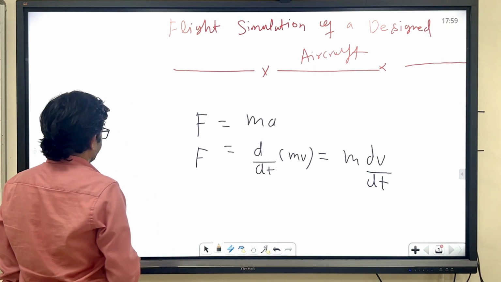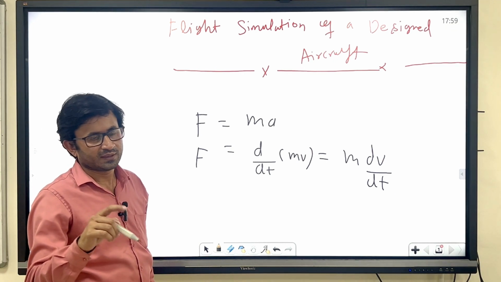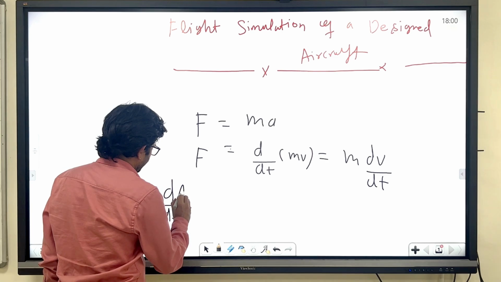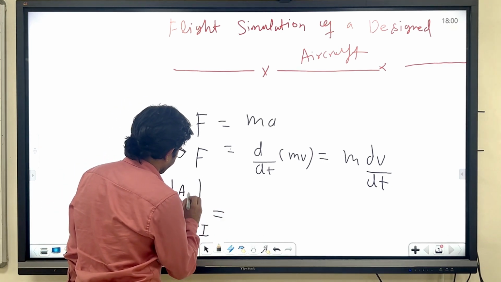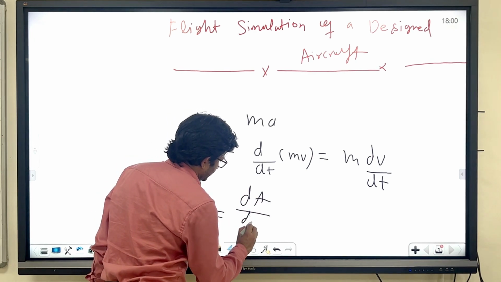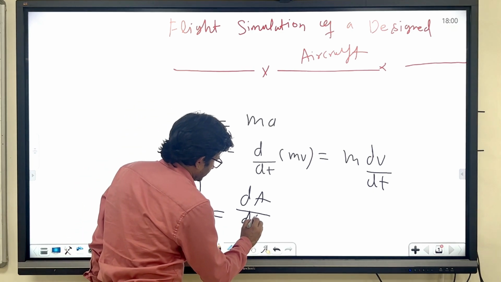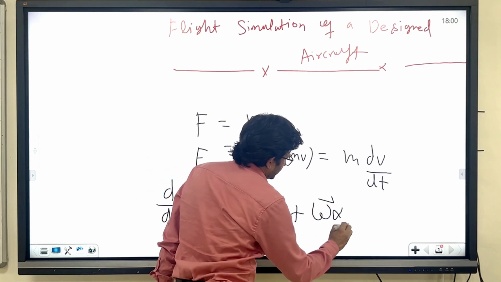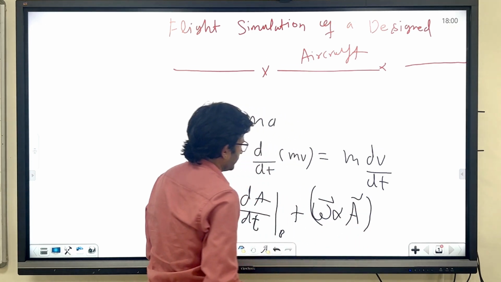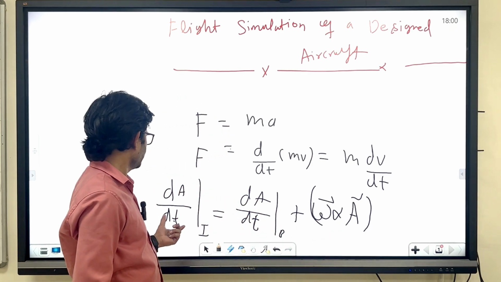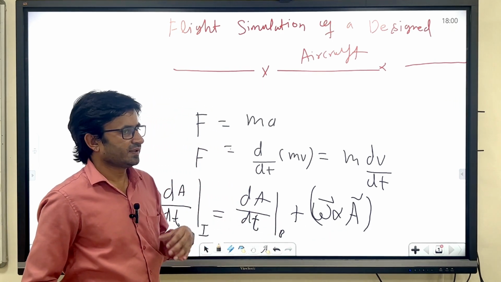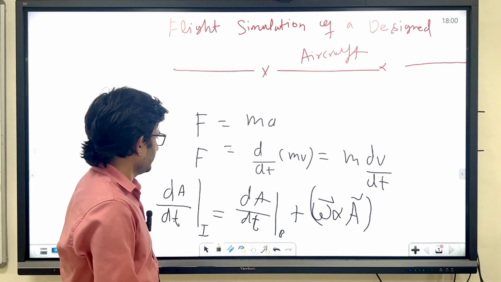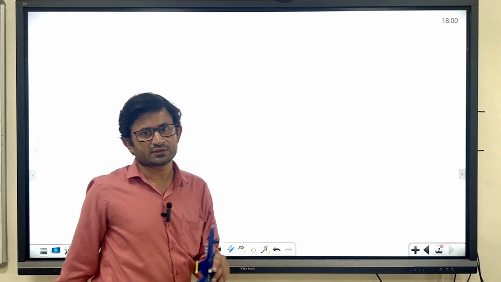For example, if any vector A is rotating in a body frame, the derivative in the inertial frame, dA by dt, is dA by dt in the body frame plus omega, the angular velocity, cross A. If you add this extra component, you will get back to the inertial frame. When I derive the equations of motion in the flight simulation course, I will do the details. When you do this, you will have three force and three moment equations.